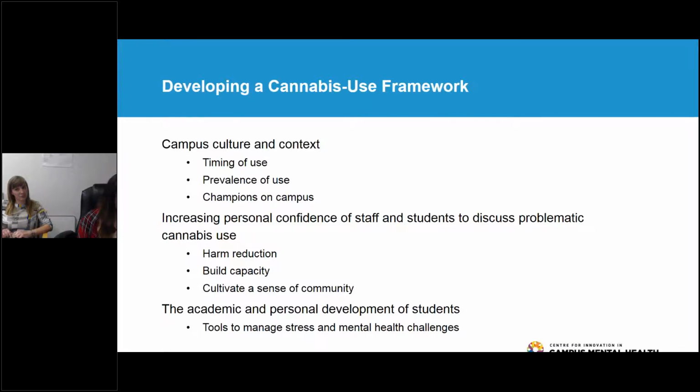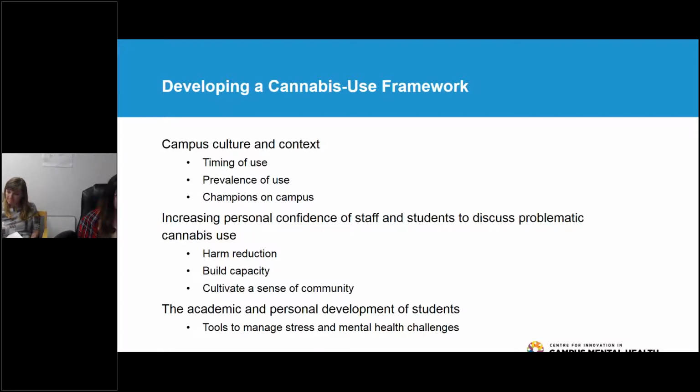Champions on campus. What's really going to help to roll out education and harm reduction strategies is recruiting a member of the campus community who has experience with cannabis use, both positive and negative, and who is trusted by the student body to deliver education and harm reduction messaging. The second point is increasing personal confidence of staff and students to discuss problematic cannabis use. So here you really want to encourage an environment where people feel safe to bring this up, once again going back to that harm reduction approach.